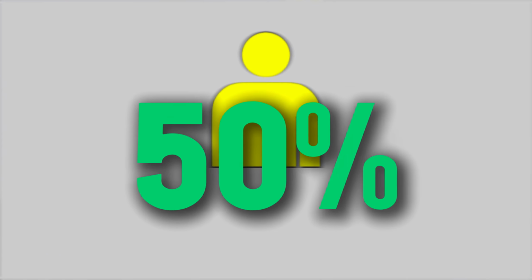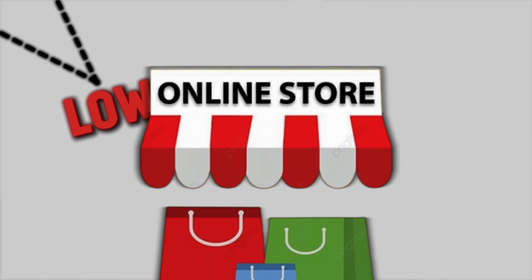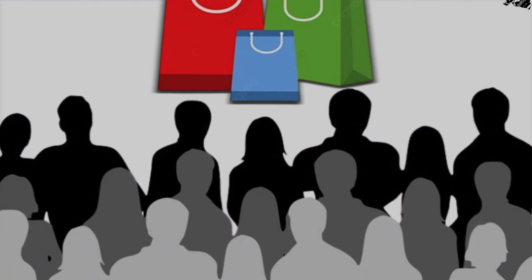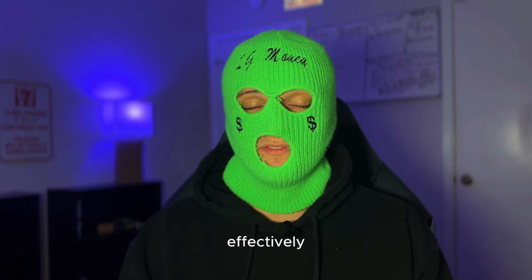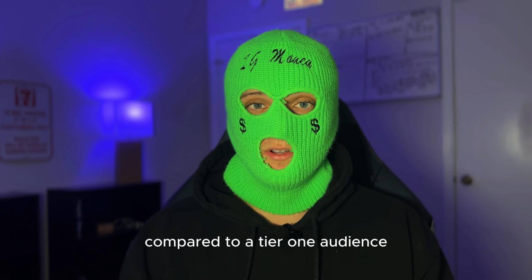Pages with tier 2 audiences have over 50% of their followers located in countries from South America and Southeast Asia. These countries have a lower purchasing power and have more difficulty in receiving online products quickly. The audience won't be as valuable to advertisers unless they're from those specific countries. There are still some ways to monetize these audiences effectively, but you'll find it's much more difficult to do so compared to a tier 1 audience.